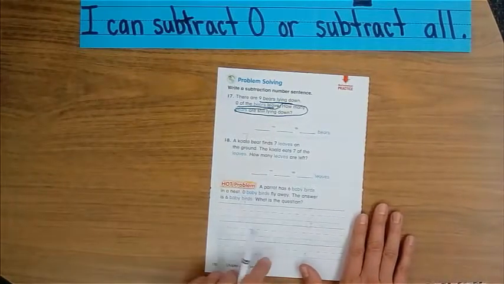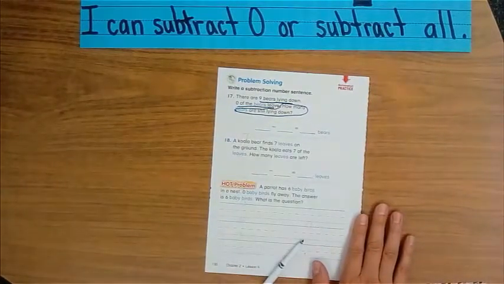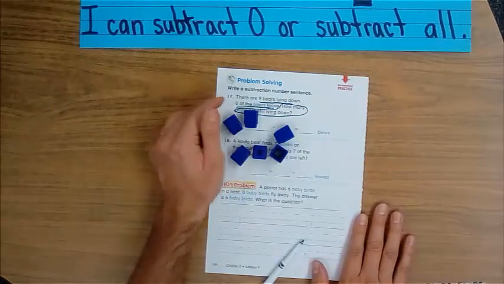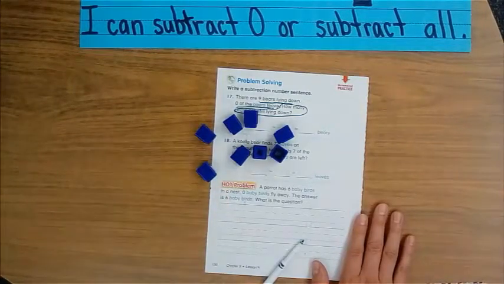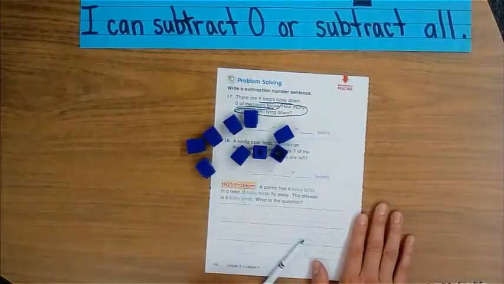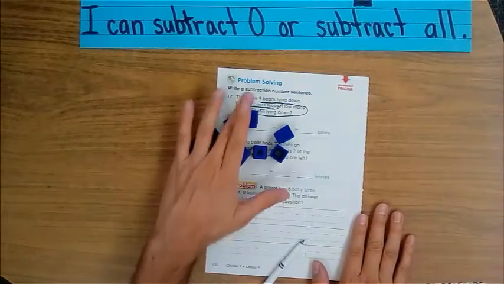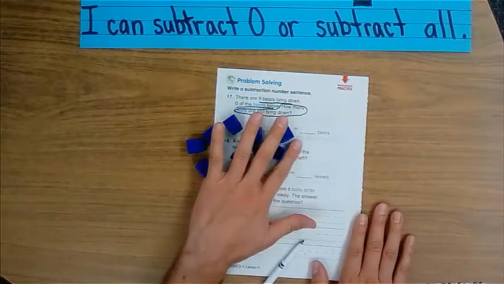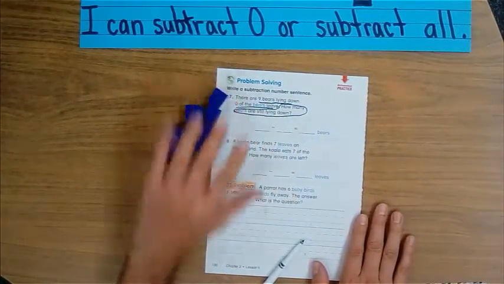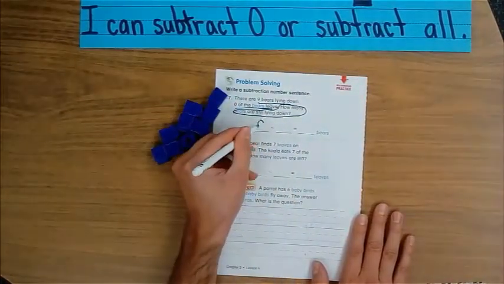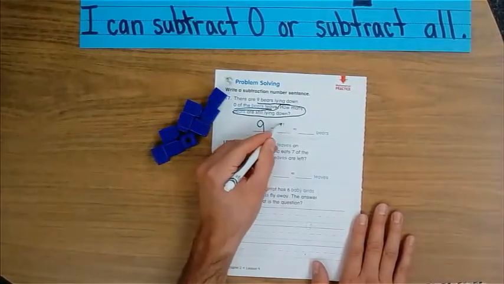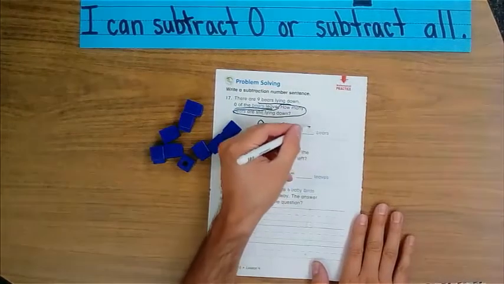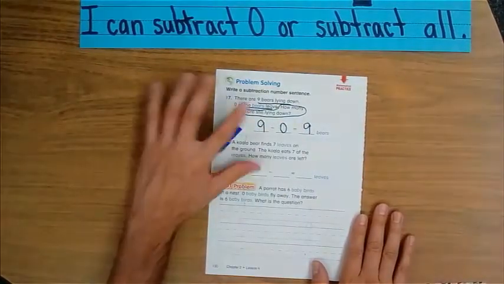Okay, so let's make a picture of that. I know that I have 9 bears, so I'm going to put 9 bears right here. Okay, so I have 9 bears, and we know that 0 of the bears leave. So if I have 9, and if 0 leaves, that means minus 0. How many bears do I have left? I still have 9 bears.